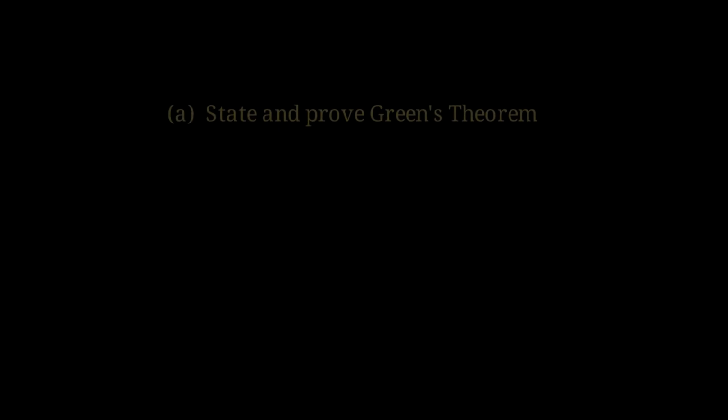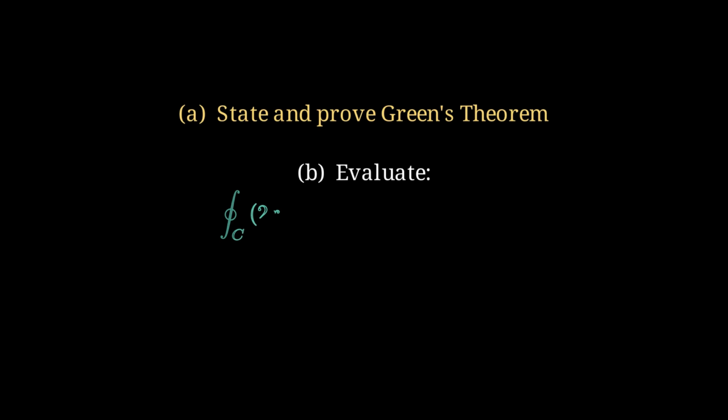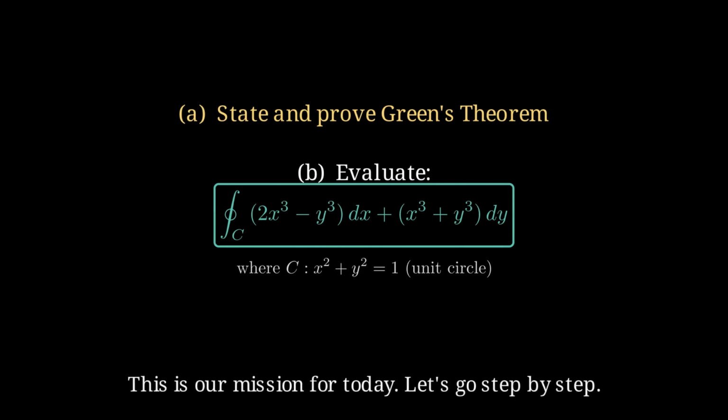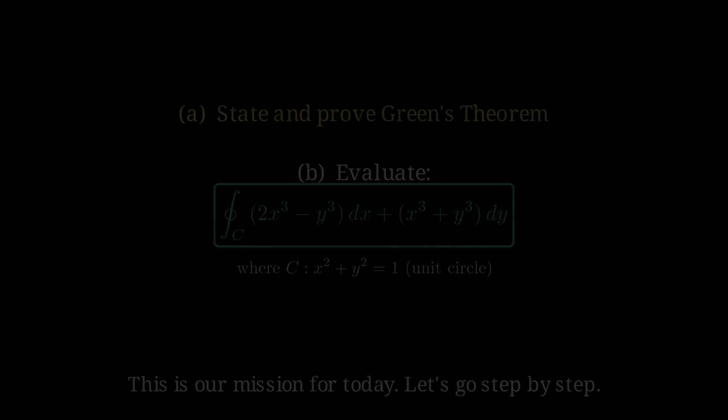Here is our question for today, and it has two parts. Part A asks us to state the theorem and show its proof. Part B asks us to evaluate this integral all the way around the curve C, which is the unit circle, x² + y² = 1. Now, Part A. Let us state Green's theorem properly.